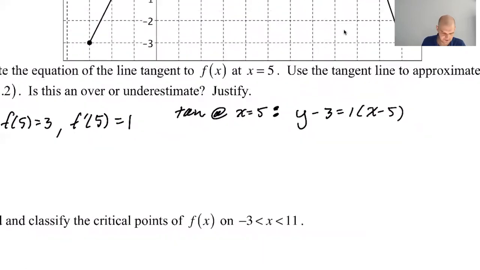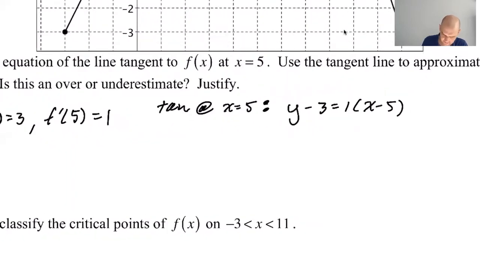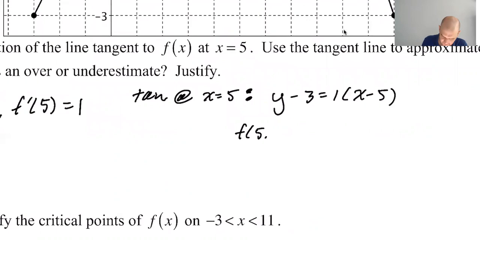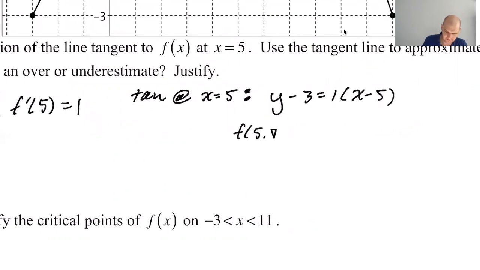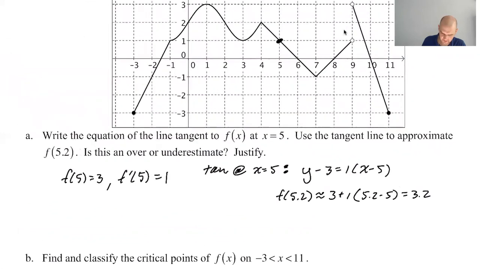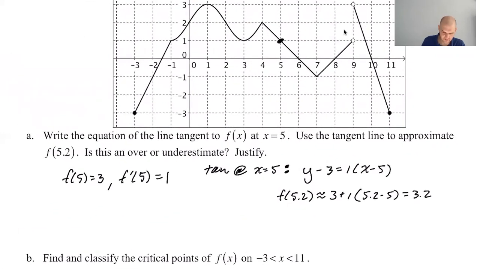We want to approximate f of 5.2. So f of 5.2 is approximately, I'm going to move the 3 over for the tangent line, 3 plus 1 times 5.2 minus 5, which is 3.2. Okay. Is this an over or underestimate, and justify?